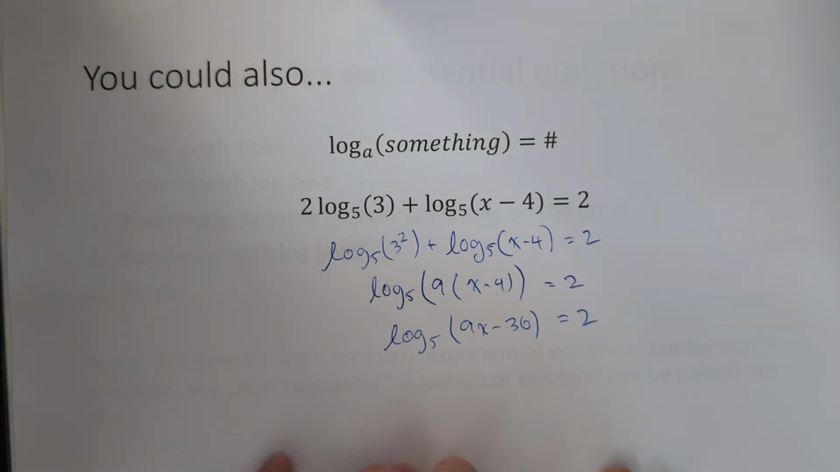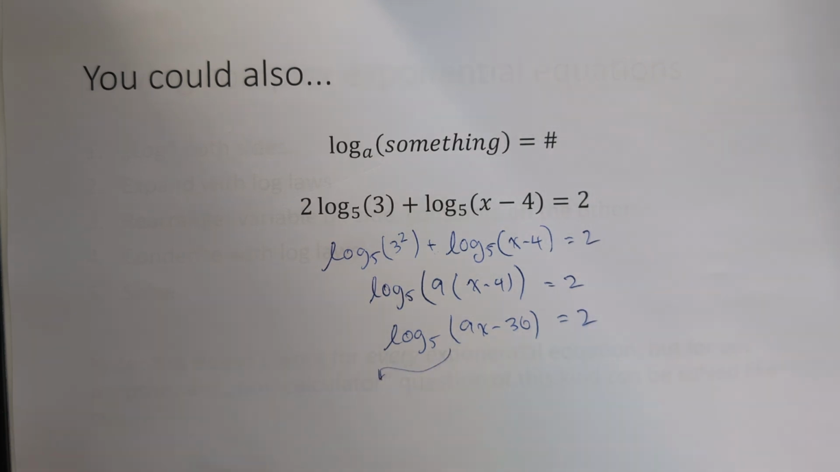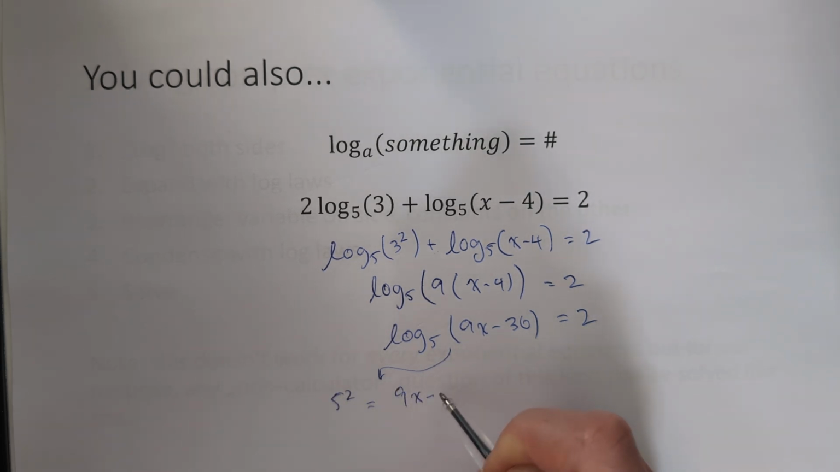Now, I'm only actually going to solve one of these methods. Remember that I could write this as an exponential equation as 5 squared equals 9x minus 36, because logarithms solve for exponents.